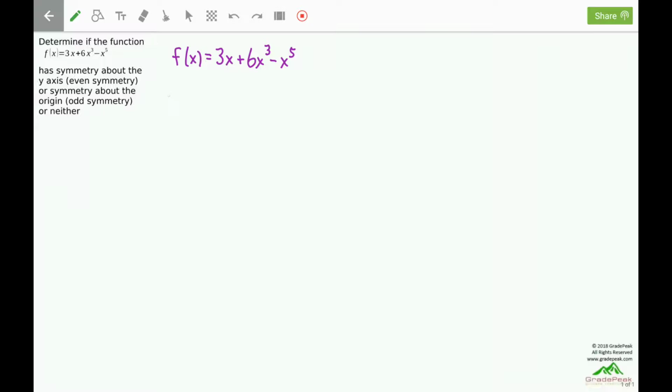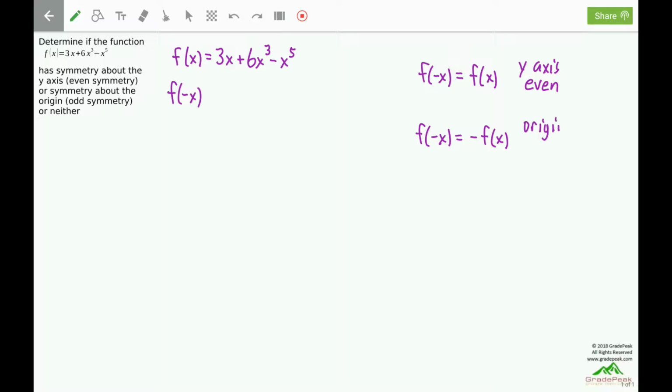What we are going to do is calculate f of negative x. If we find f of negative x to exactly equal f of x, it will have y-axis even symmetry. If we find f of negative x to exactly equal the negative of f of x, it will have origin odd symmetry. And if we find neither to hold true, it will have neither symmetry.